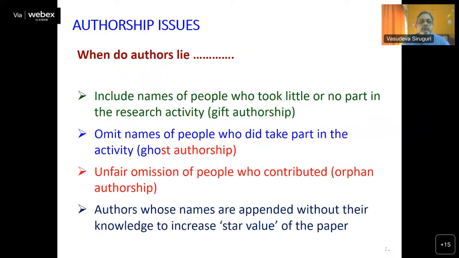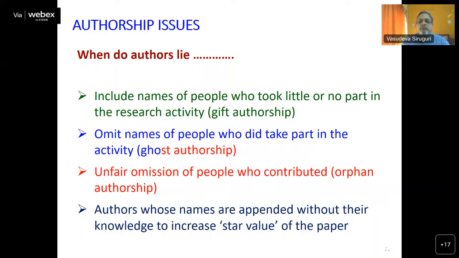Then I also told you about why authors lie and when these authors lie. I told you about different kinds of authorship. One was gift authorship. That means you include names of people who took little or no part at all in the research activity. Sometimes it's a convention in certain labs that you put the name of the boss in all the papers. Sometimes you also put the name of the boss's boss. Even though they have not done anything towards that research, not even involved in any aspect of it, people include their names as authors. This is just done to please certain people, and that's why it's called gift authorship.